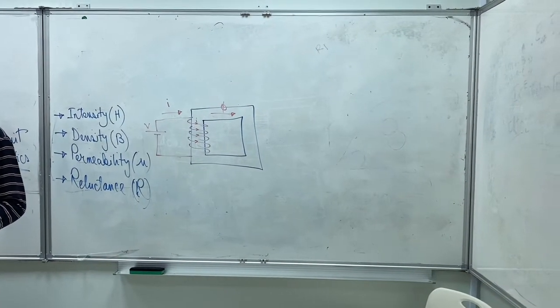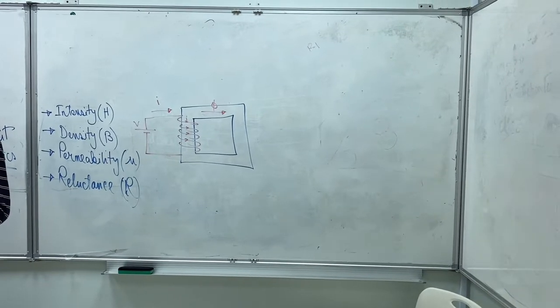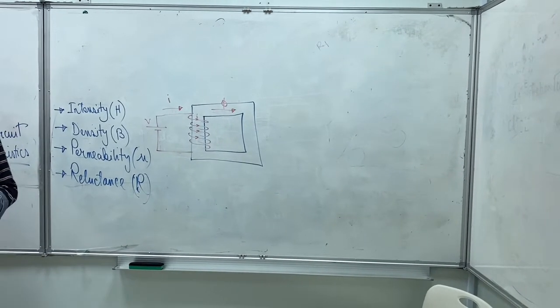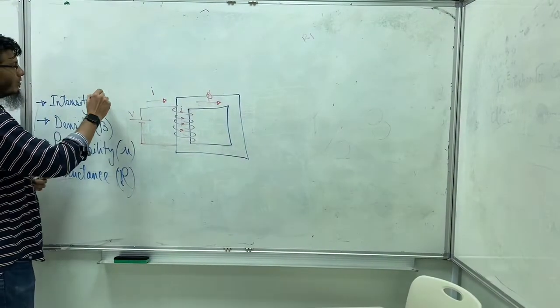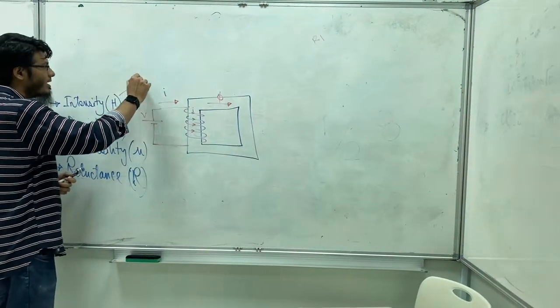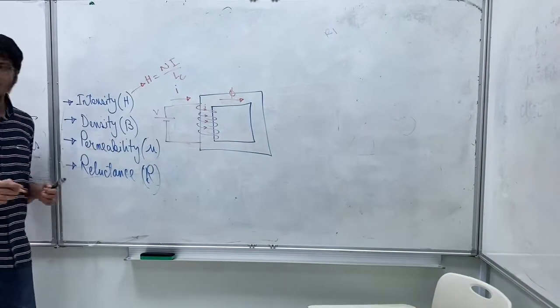Voltage and current, isn't it? Yes. So it gives us voltage and current, but we know some formulas, some relation which links the voltage and current with H. For example, what formula do we know for H? We know that H equals Ni divided by Lc. Can you remember this formula?